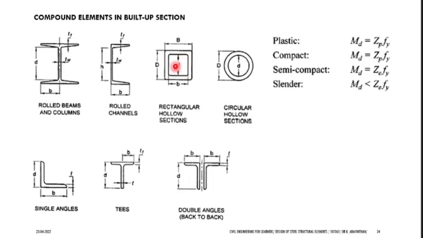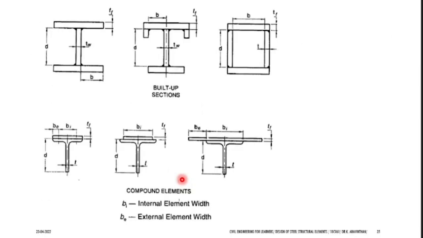This is called channel section, and this is called hollow rectangular. You will be not having any content here. There is no material here, only hollow part will be there. This is a hollow circular. This is angle. What is known as back to back angle? If you are having two L section and it is connected in back to back, then it is known as the back to back angle section. So these are the technical terms.